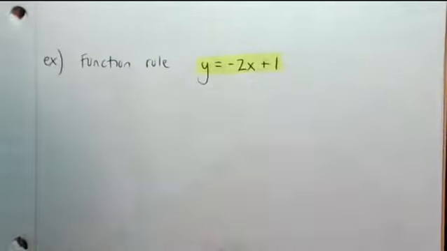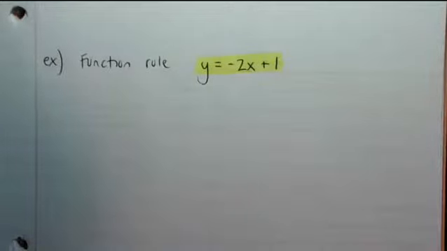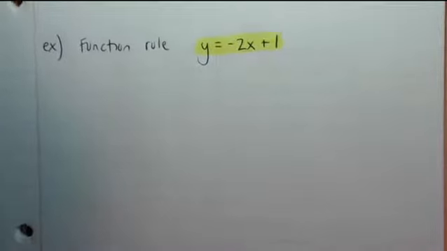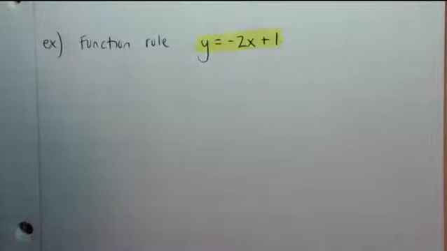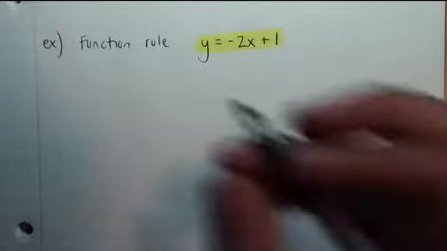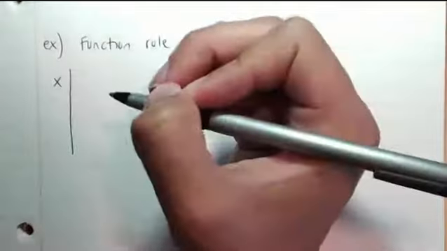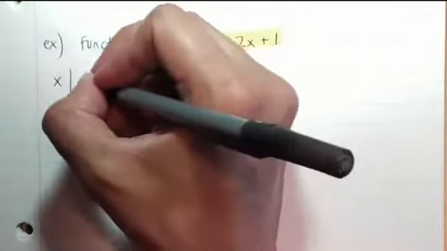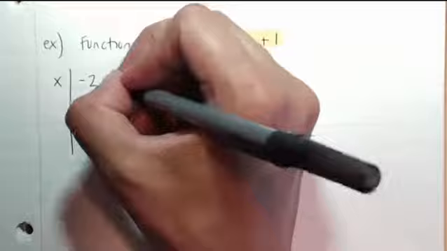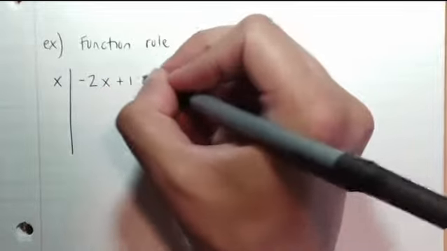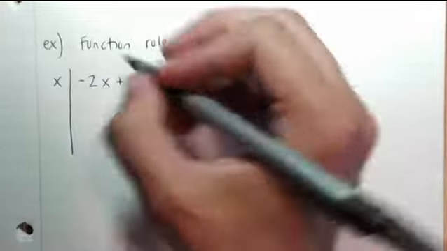Now we want to be able to graph this, and we're not going to use our calculators quite yet. We're going to use our calculators to check. We need to make sure we know how to do it by hand before we actually graph it with the calculator. So what I want you to do is make this chart that looks like mine. We're going to have an x column. We're going to write the function rule, so negative 2x plus 1, and we're going to have the y column.